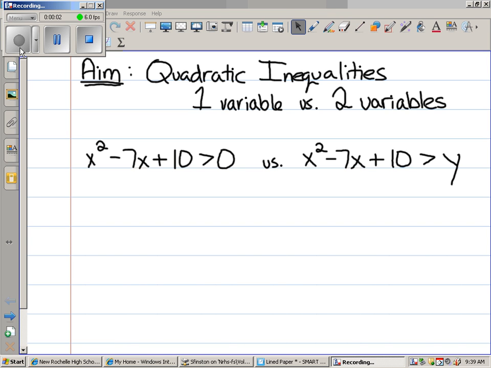All right, so today we're going to do one variable versus two variables with quadratic inequalities. The one on the left is one variable, the one on the right is two variables. In the beginning of the last lesson, I showed you something, I made a mistake, and we're going to correct it today. The one on the left, though, we know how to solve pretty easily, right?